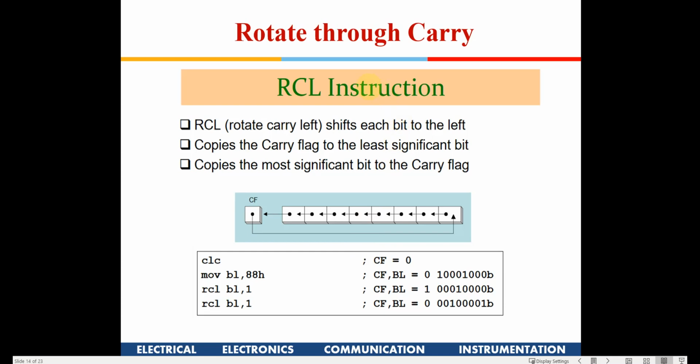Okay, rotate through carry. This is another instruction where, as I said, the carry gets rotated along with the data. If this is 8-bit, then you can consider the carry as an additional bit here, and everything is going to get rotated together. So this is the rotate carry left instruction. Now the carry flag also becomes part of the rotation. So this is the difference between rotate without carry, ROL, and RCL: here the carry also gets affected with each rotation.